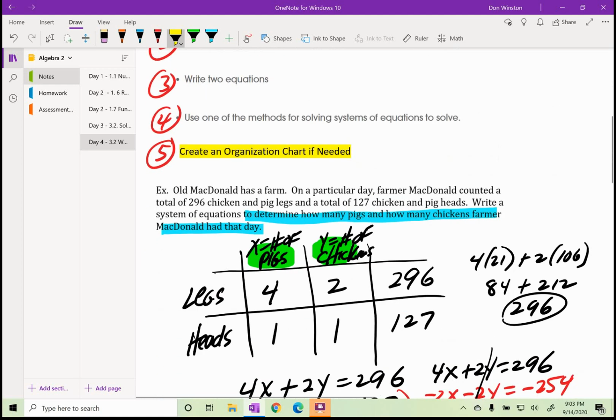So here we have Old MacDonald. He has a farm, or she. On a particular day, Farmer MacDonald counted a total of 296 chicken and pig legs. So there was a total legs of 296, and a total of 127 chicken and pig heads. So now we want to write a system of equations to determine how many pigs and how many chickens Farmer MacDonald had that day.